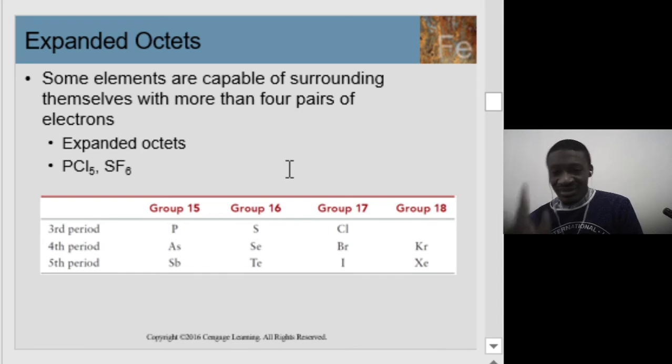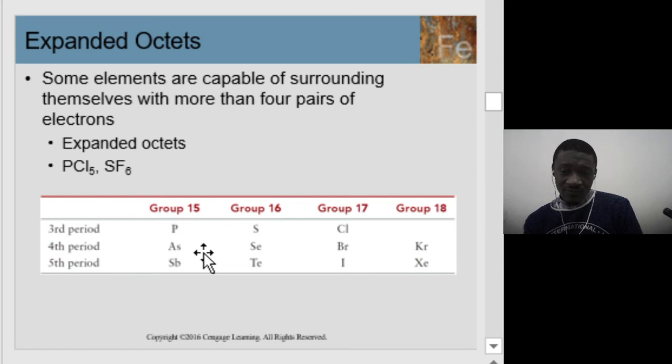So some elements are capable of surrounding themselves with more than 4 pairs of electrons. These ones carry extra, and notice that because of the extra, it's going to affect the structure, even the drawing or representation of it. So for expanded octet, you have examples of phosphorus pentachloride, sulfur hexafluoride. These are in groups 15, 16, 17, and you have some noble gases too, krypton and xenon. We'll see examples.